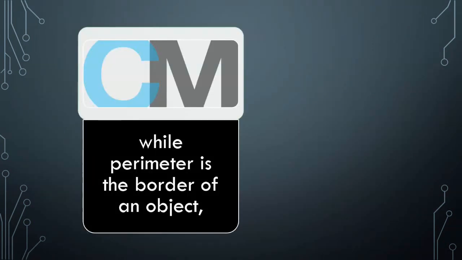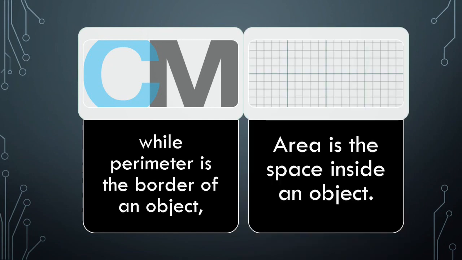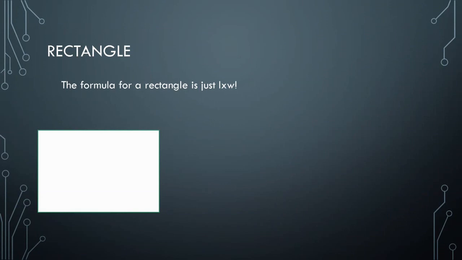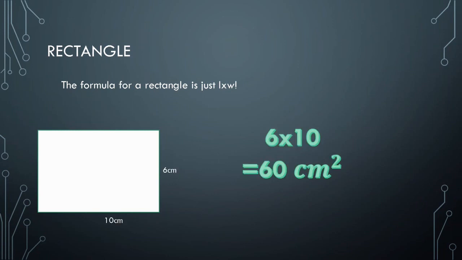A perimeter is the border of an object. Area is the space inside of an object. The formula to find the area of a rectangle is length times width. So I'll show an example. This rectangle has a length of 10 and a width of 6. So the area would be 6 times 10, which is 60 centimeters squared. So the area is 60 centimeters squared.